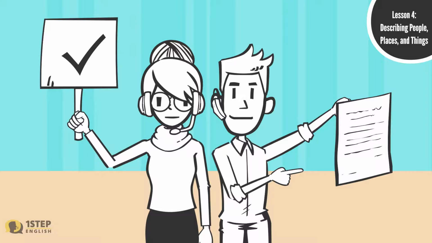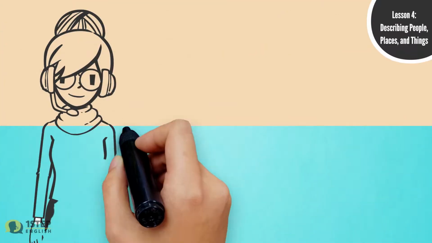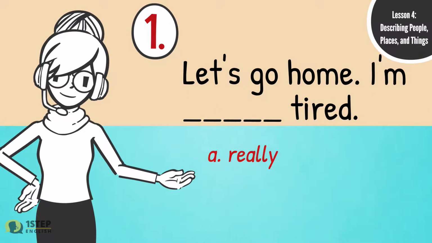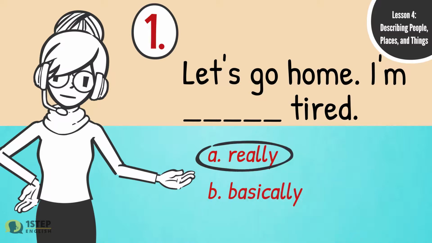Let's test your knowledge. Choose the letter of the correct answer. One. Let's go home. I'm blank tired. A. Really. B. Basically. The correct answer is letter A. Really. Let's go home. I'm really tired.